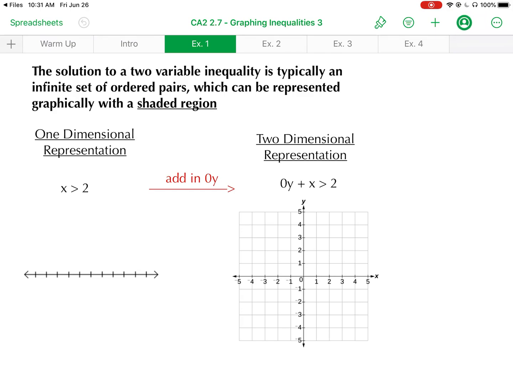Your solution to a two-variable inequality is typically an infinite set of ordered pairs that can be represented graphically with a shaded region. You can't possibly list out an infinite amount of ordered pairs, so the graph is just a visual to represent your solution set.